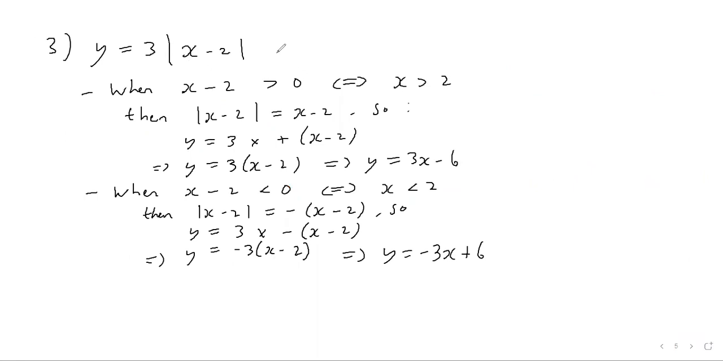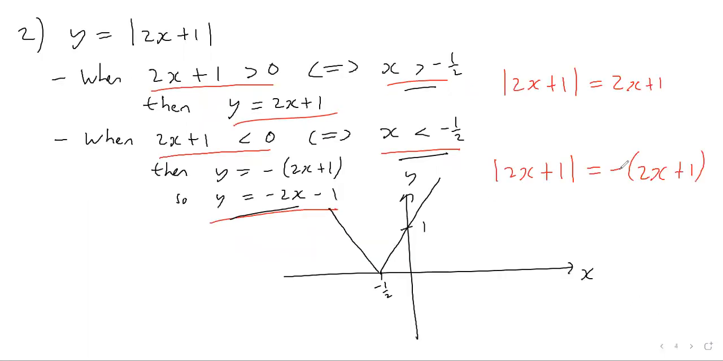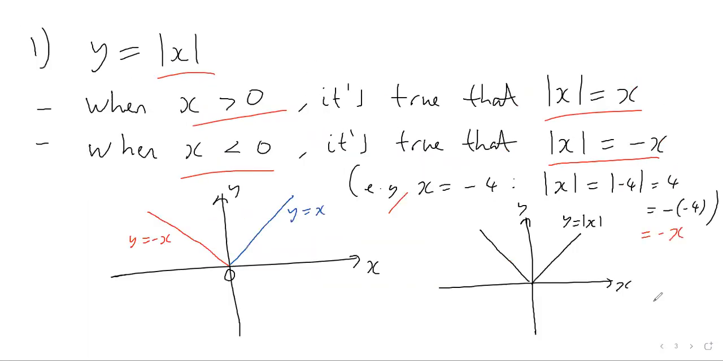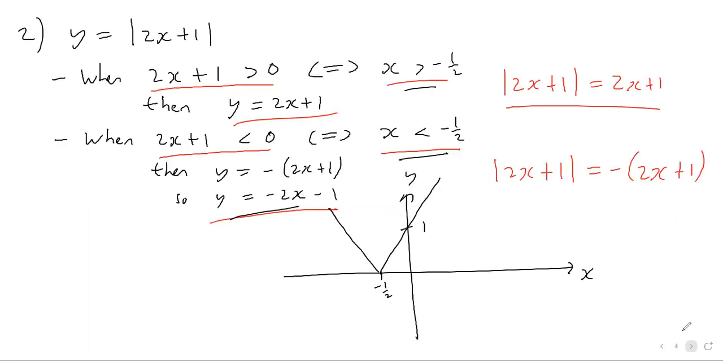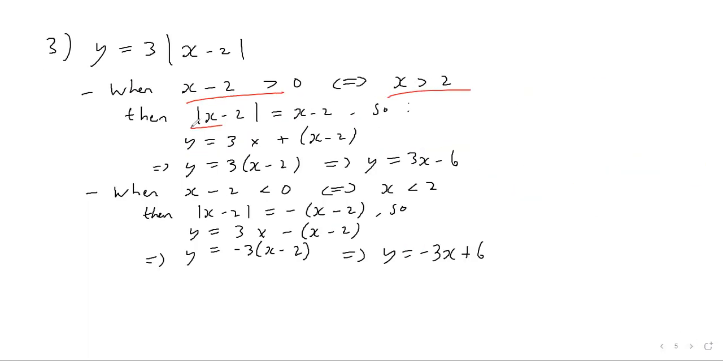The next one, again, this is quite similar. This time we've got a multiple of 3 there. But let's just focus on the actual modulus signs first. So when x minus 2 is bigger than 0, in other words, when x is bigger than 2, just by rearranging this there, then it must be true that the modulus of x minus 2 equals x minus 2. So again, using the same kind of logic that we used there and that we used here. So yeah, that must be true there.